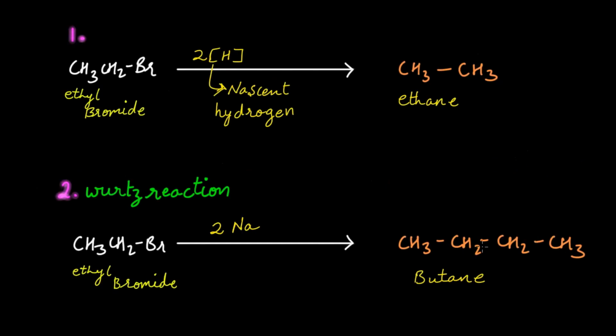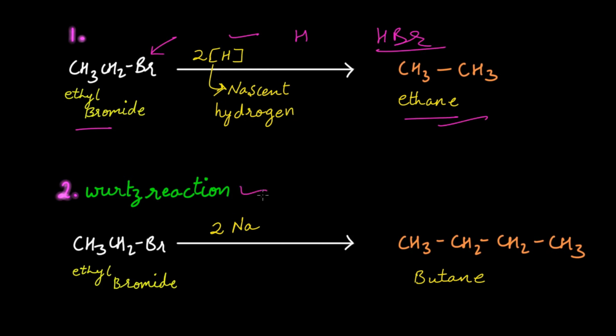Let's start. Now the first reaction of alkyl halide is when ethyl bromide is treated with nascent hydrogen, that is single hydrogen atom, it gives ethane. It is a direct reaction. There are two hydrogens taken. One hydrogen will take the position of bromine and HBr will be removed. So you will get ethane.